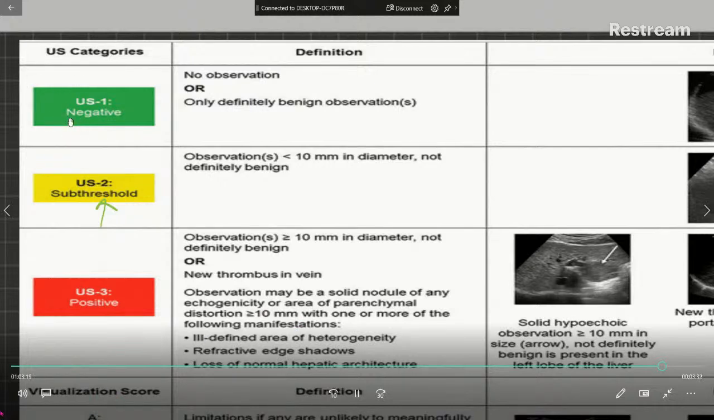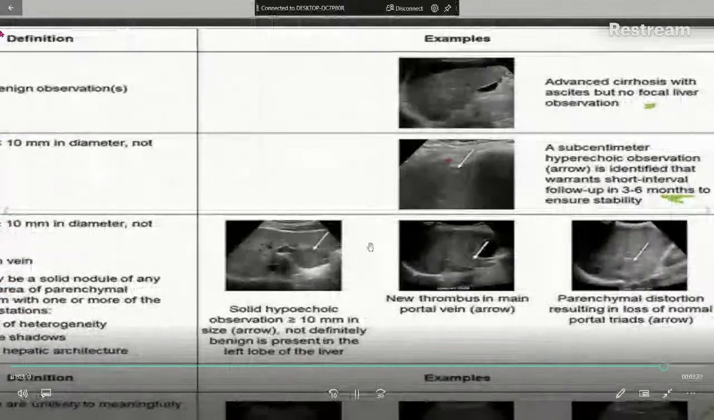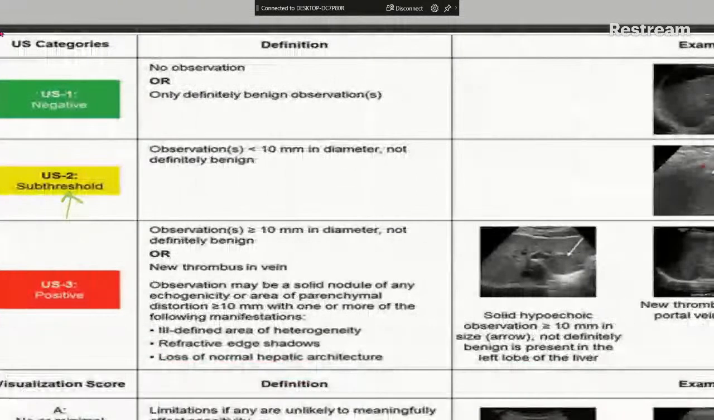So ultrasound 1 is negative, no need to follow up. Ultrasound 2 is, there is something suspicious, but not that much. That is, it does not require extensive imaging or extensive follow-up. That's why I am limiting myself to ultrasound only and follow-up at an interval of 3 to 6 months. I am not going further to CT or MR imaging if I am putting ultrasound 2.